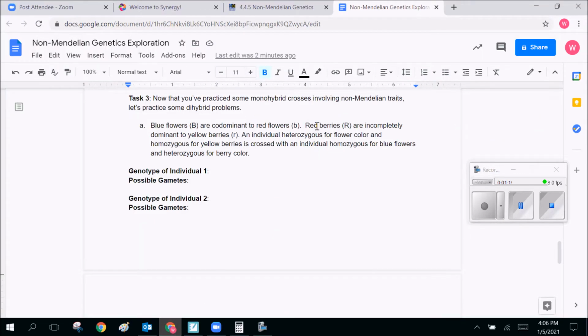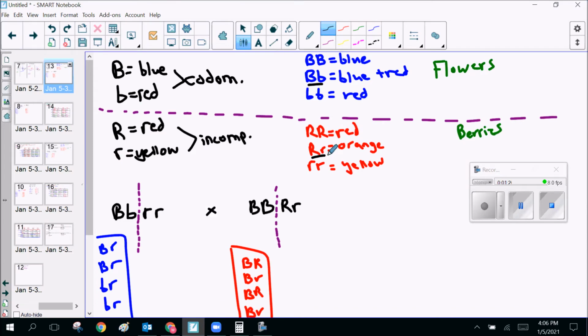Okay? Now, it says red berries, capital R, are incompletely dominant to yellow berries, lowercase r. Incomplete dominance means that the dominant and recessive alleles will kind of mix, and you're going to end up getting a trait that is sort of in between the two. So if you got two capital R's, you would get red. If you got two lowercase r's, you would get yellow. And if you got a capital R and a lowercase r, you would get orange, which is a combination of red and yellow. So incomplete is when you mix them. Codominant is when they're both expressed at the same time.